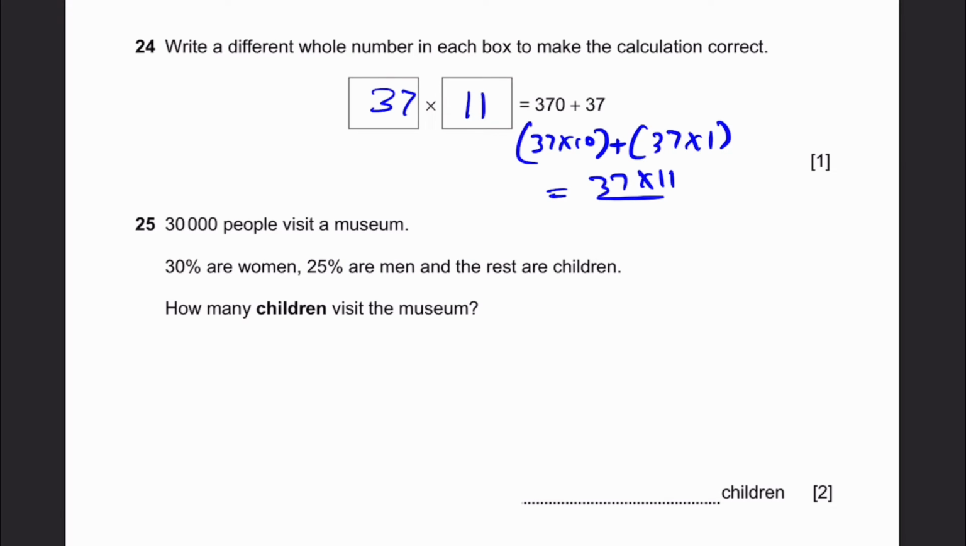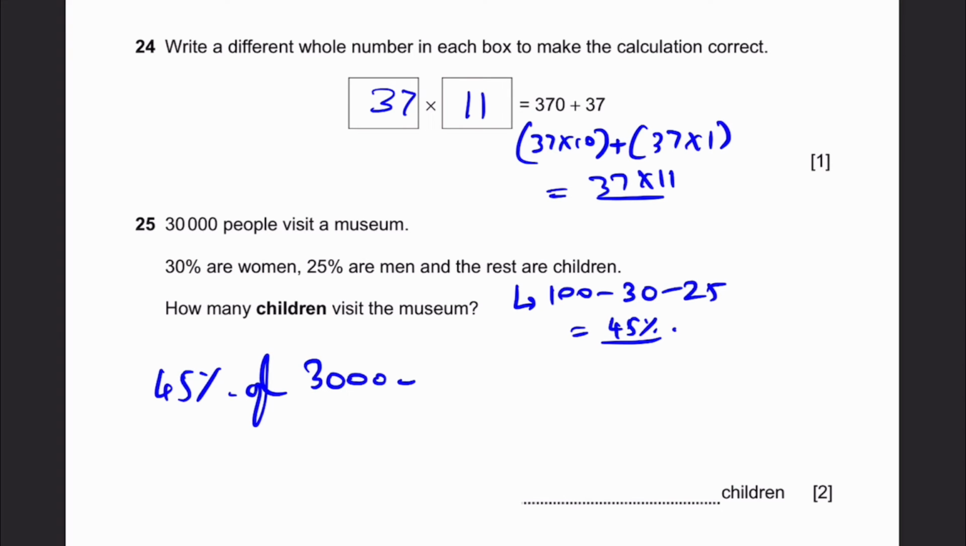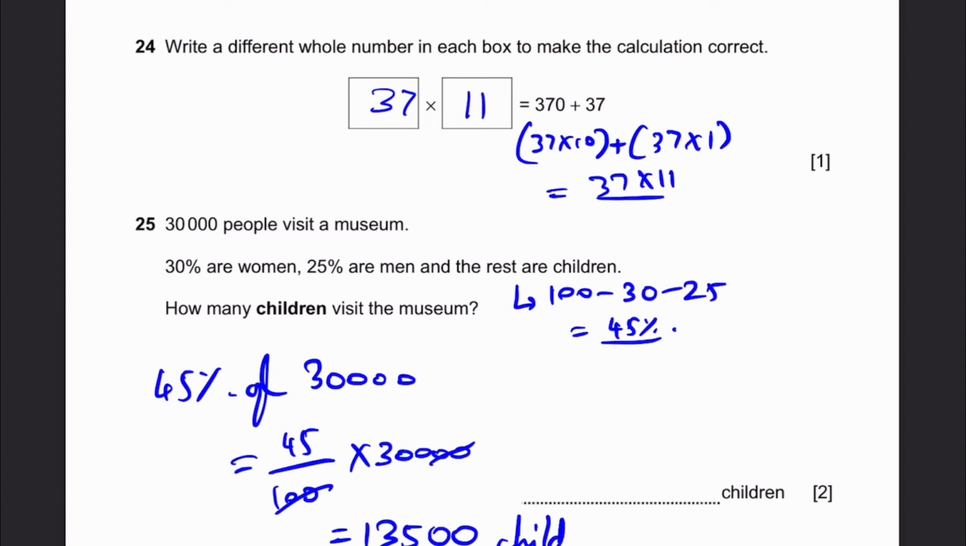Question 25. 30,000 people visit a museum. 30% are women, 25% are men, and the rest are children. How many children visit the museum? So the rest are children, and that rest will be 100 minus 30 minus 25, which is equal to 45%. So 45% of 30,000, which is the total, that's the number of children. So that'll be 45 by 100 into 30,000. Cancel out 2 zeros. 45 into 300, which is 13500 children.